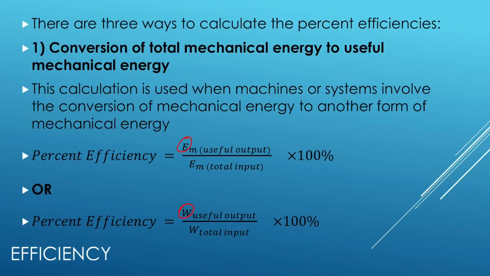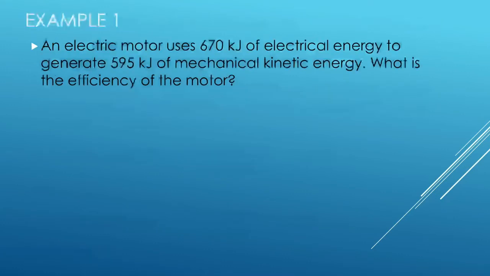So you can use energy or work. It doesn't really matter because, again, we know that work is change in energy, so they can basically be considered the same thing. So, of course, we have our useful output of mechanical energy divided by total input of mechanical energy. Let's just go over an example because it's going to be way easier.